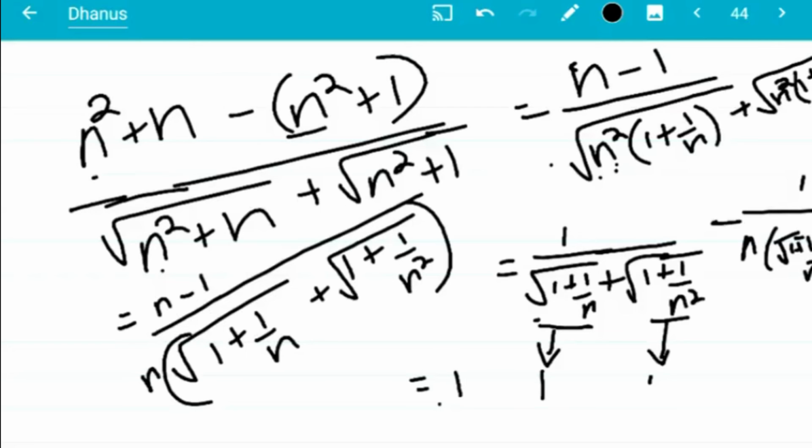1 by 2 minus, as n tends to infinity, this n tends to infinity, and this term will go to some finite value, and due to this n, this term will go to 0, and the limit will be equal to 1 by 2.